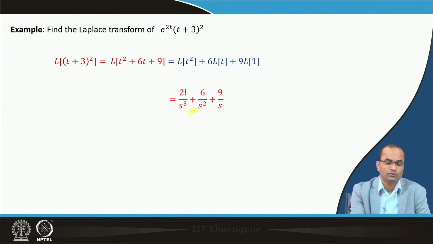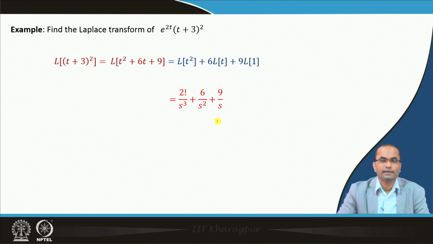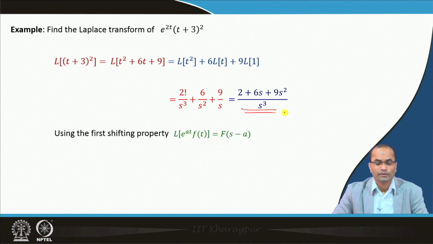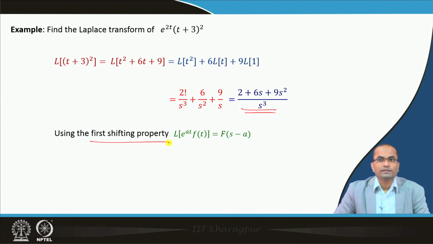So, we have this 2 over s cube, 6 over s square, and then 9 over s, which can be simplified to get this (2 + 6s + 9s²) over s cube. Then using this first shifting property, which says that for the exponential e^(at) f(t), the Laplace transform will be F(s − a).